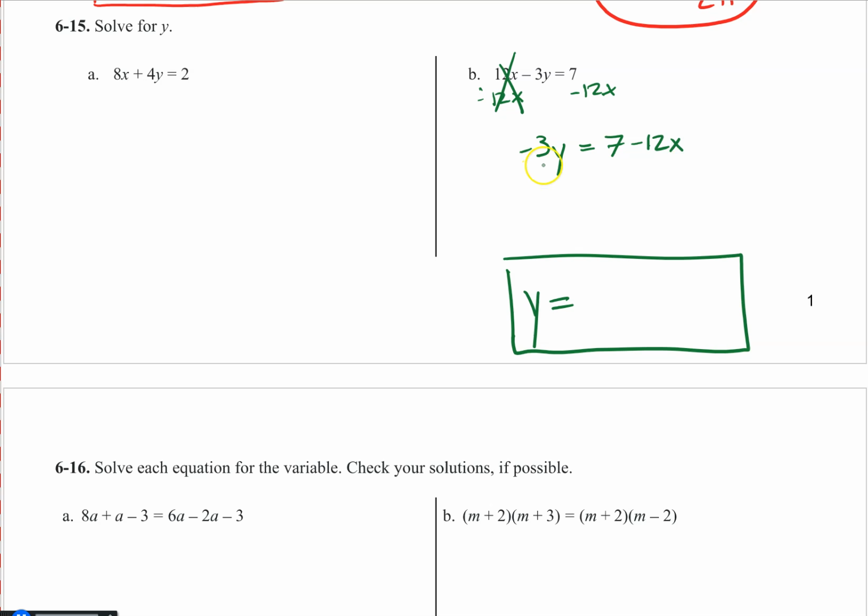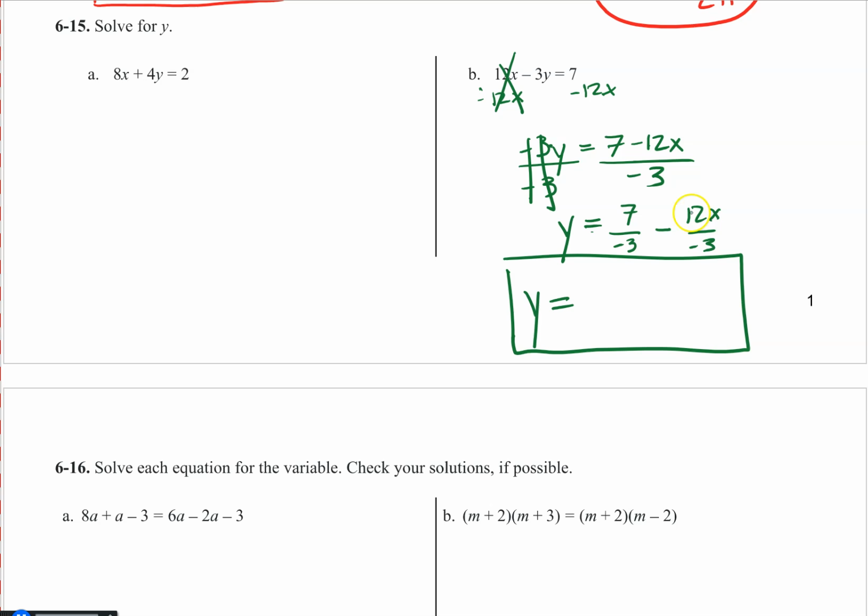Then I divide both sides by the number in front of y. Negative 3 times y. So I can undo the times sign with division. If I divide by negative 3, a negative divided by negative is a positive, and 3 divided by 3 is 1, so it just cancels. I get y equals. Because this is an equation, I need to keep it balanced. So I get y equals, I'll divide everything over here by negative 3. So that's 7 divided by negative 3. And then we have minus 12x divided by negative 3.